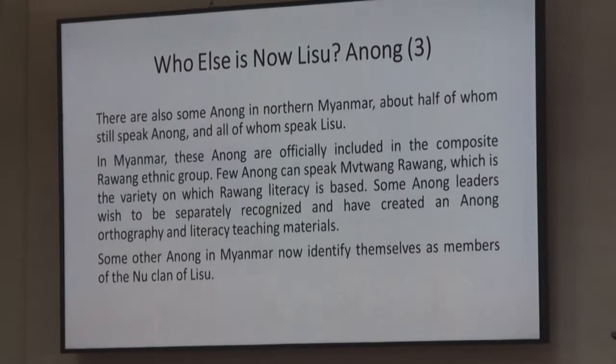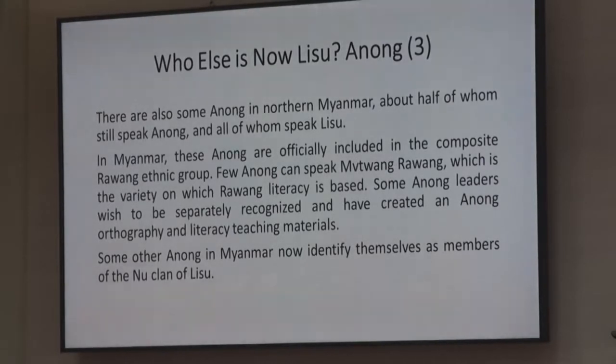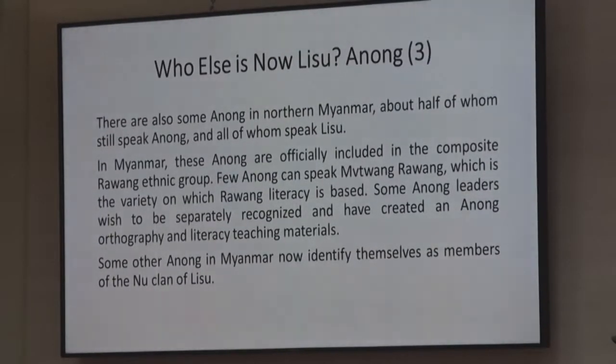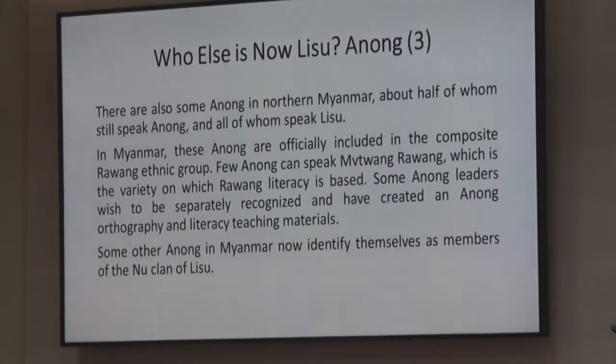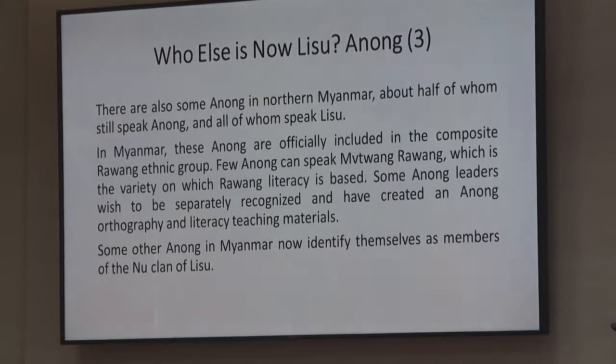Some Anum in northern Burma still speak Anum, but all Anum in Burma now speak Lisu. So they're being assimilated into the Lisu too. Even though these Anum in Burma are officially classified as part of the Ruang ethnic group, they don't speak that language. The leaders want to be a separate ethnic group and have created an Anum orthography and literacy teaching materials, whereas other Anum now identify as Lisu. So here we have another major issue for mapping languages. Some people choose to generate new ethnic groups which recognize linguistic differences that exist but which are not officially recognized.